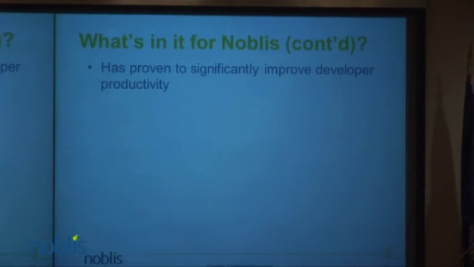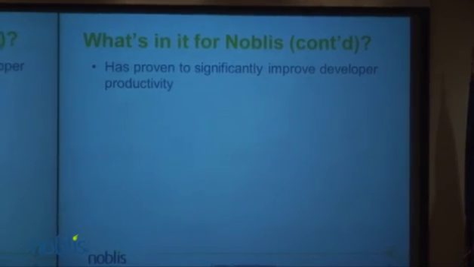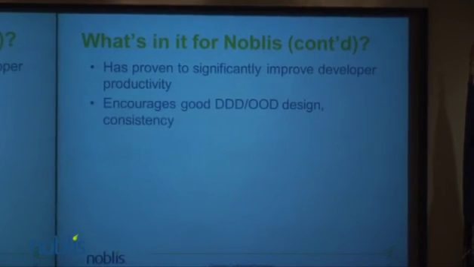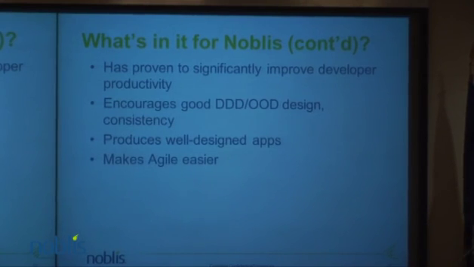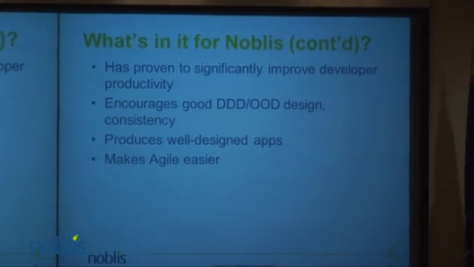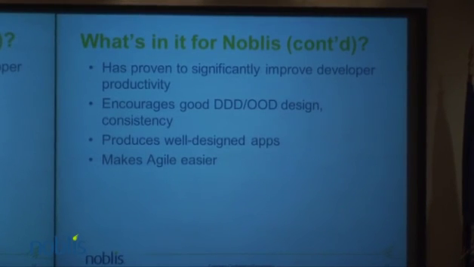And the framework really has proven to significantly improve developer productivity. It encourages good domain-driven design and good object-oriented design. It encourages consistency, which is really important for good quality software. It produces really well-designed applications and really makes Agile easier because you saw how easy it is for me to modify my entity objects without having to hunt down multiple places in the code. And if the customer changes their mind or wants to add something, it's really easy to react to this. And it can and will be used in other projects. Obviously, this is not SETS specific, and it's a general purpose framework.